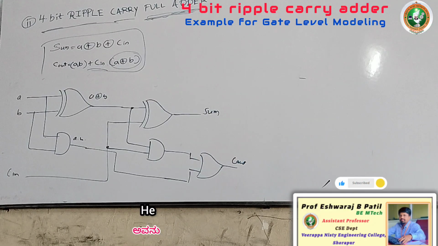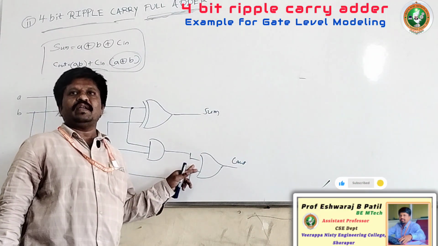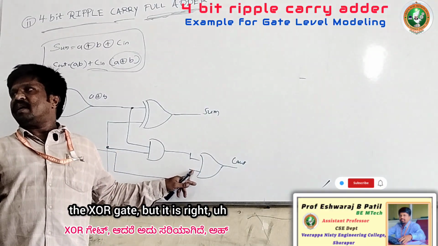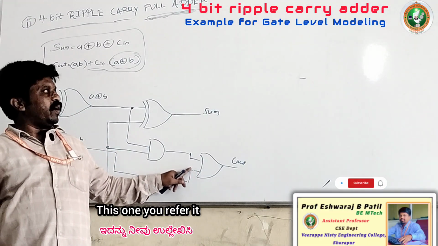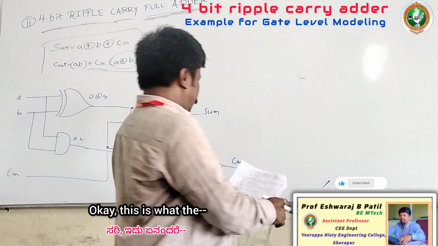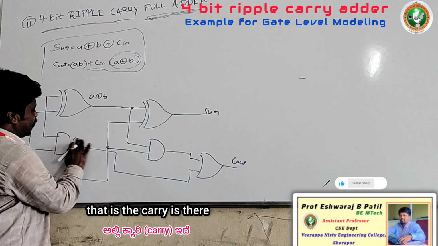In your reference book, he has given this as an XOR gate. He has mentioned the XOR gate, but it is right with the OR gate itself. This one you refer to. This is what I'm getting here. This is the C1, that is the carry.